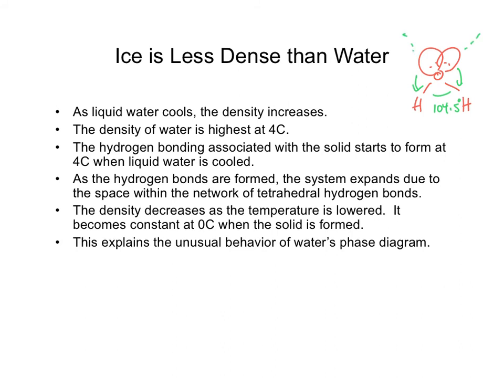But just like regular materials, as you cool down a liquid, the density is increasing, meaning that the molecules are just getting closer together, right? And so water behaves like other materials until it gets to about 4 degrees C. There, just as you would expect, the density is increasing, but at 4 degrees C, water is considered to have its highest density.